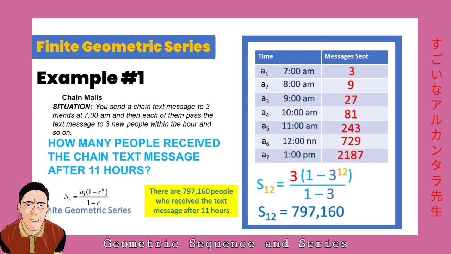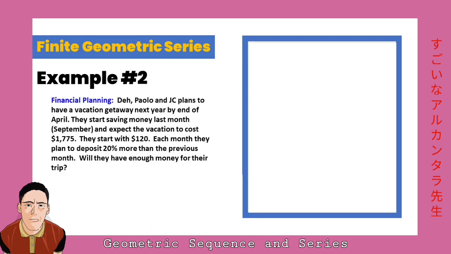Now let's have another example. So here we have Paolo and JC, and they plan to have a vacation getaway next year by the end of April. They start saving this month, which is September, for example, and expect the vacation to cost $1,775. They start with $120, and each month they plan to deposit 20% more than the previous month. Will they have enough money for their trip?